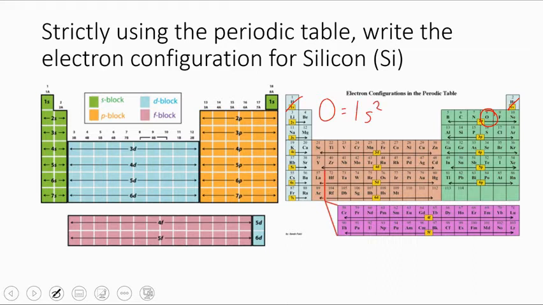1s2, then 2s2, and then my last one would be 2p4. So for oxygen, we have 1s2, 2s2, 2p4. And if you add those electrons together, you get 2 plus 2 is 4 plus 4 is 8. And a neutral atom of oxygen is going to have 8 electrons.